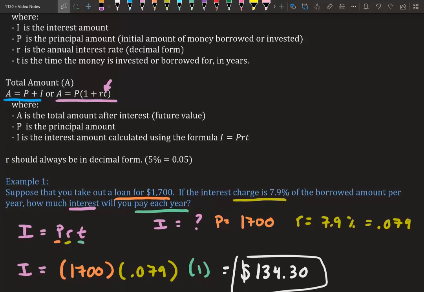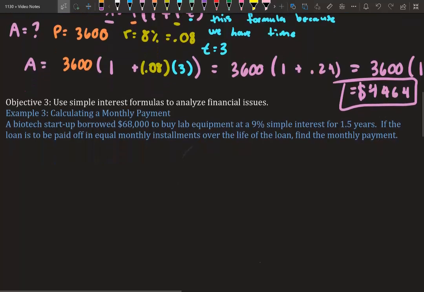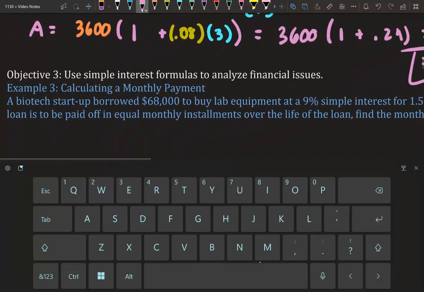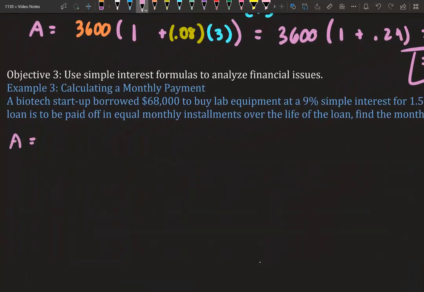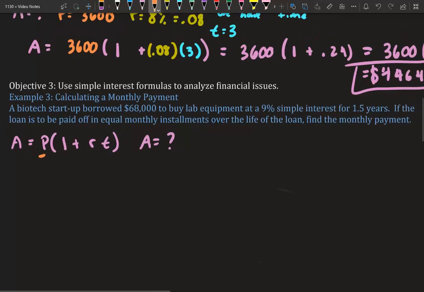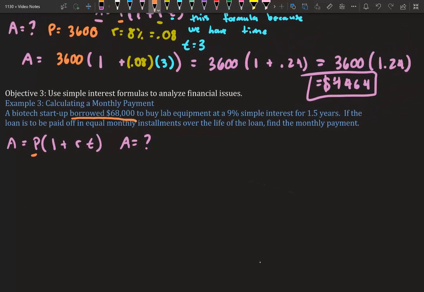And since we're given a time, we're going to use the same formula we did in the previous example. We're going to be using A equals P times 1 plus RT. We use this formula because we want to find the total amount we're borrowing and we're given time. So the total amount we're borrowing, we have no idea what it is. We're going to figure that out. We borrow 68,000.